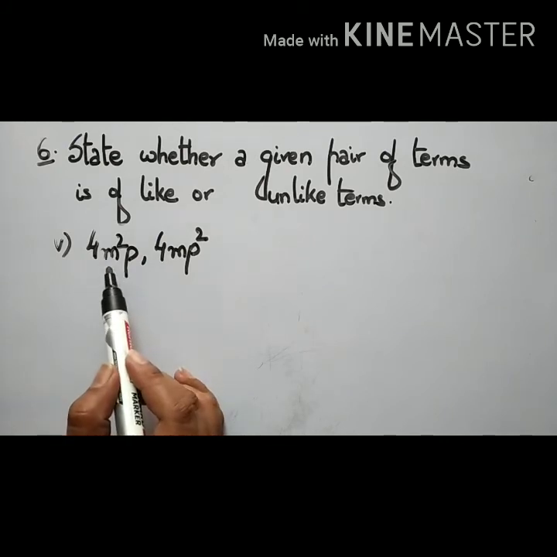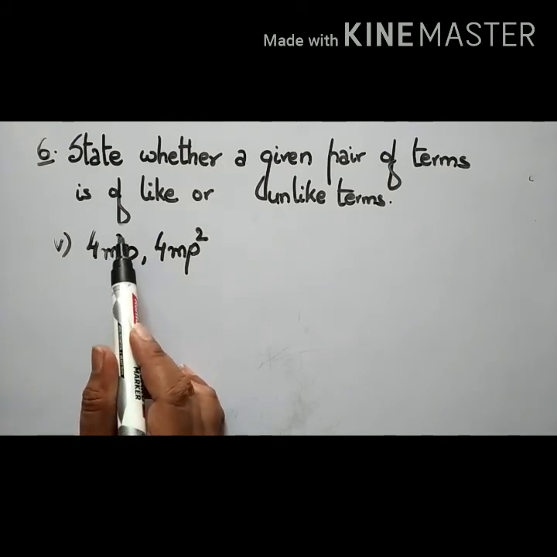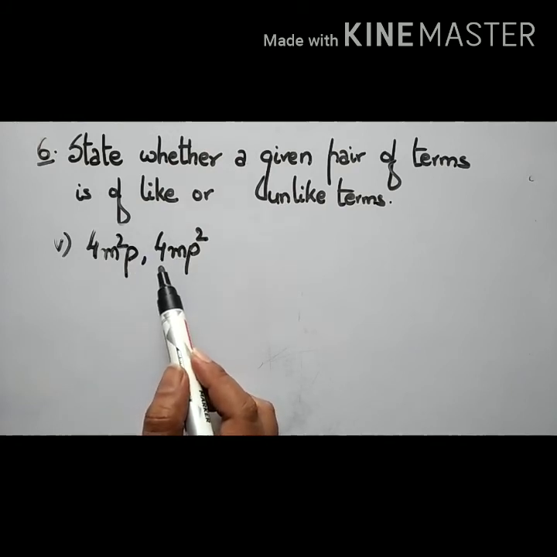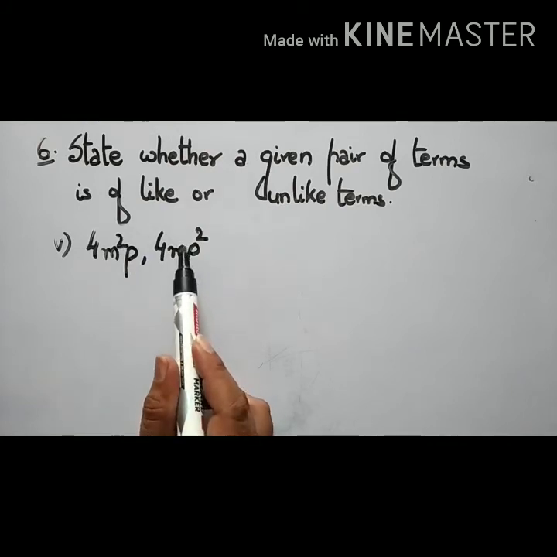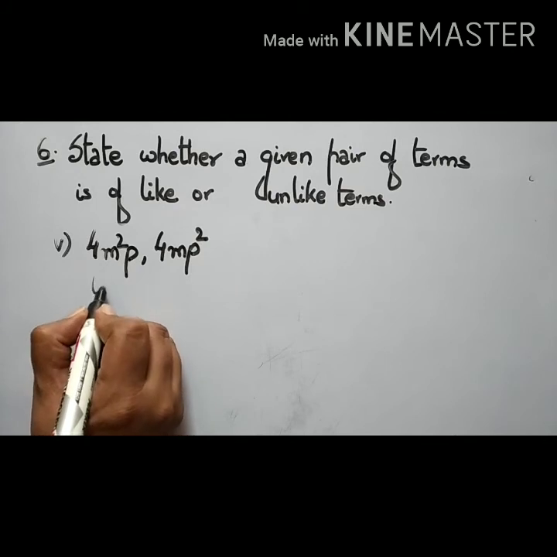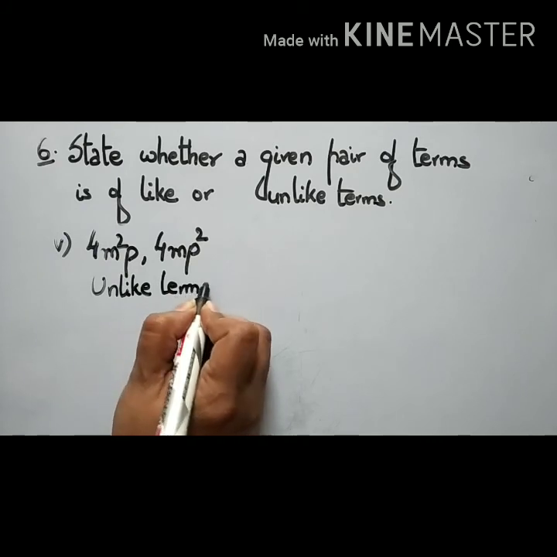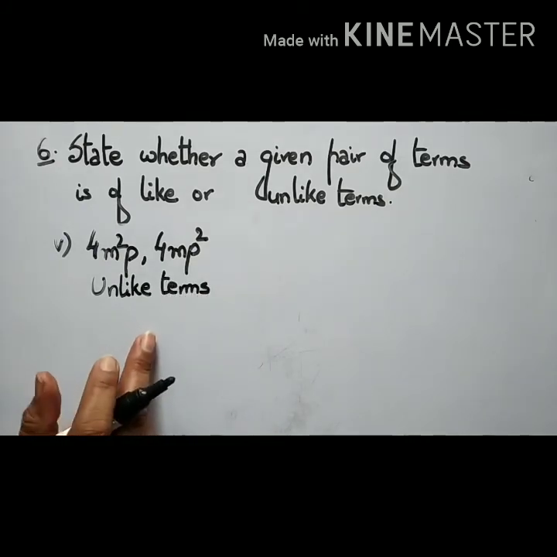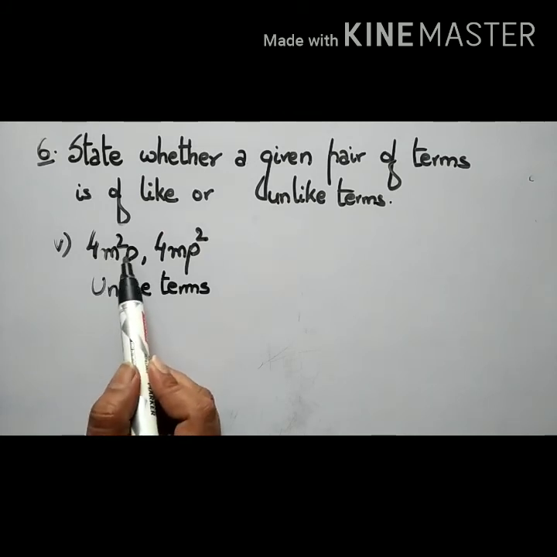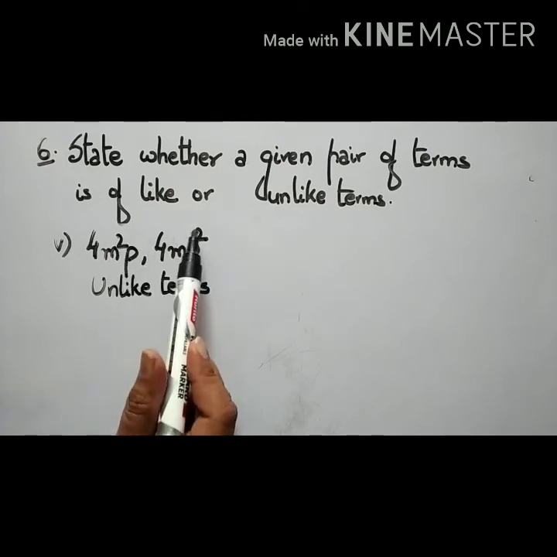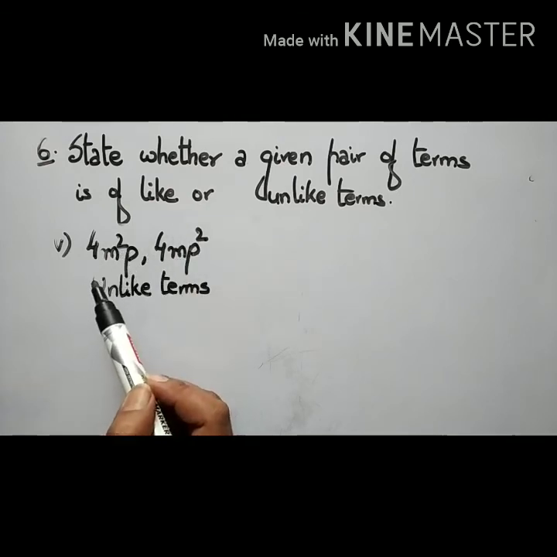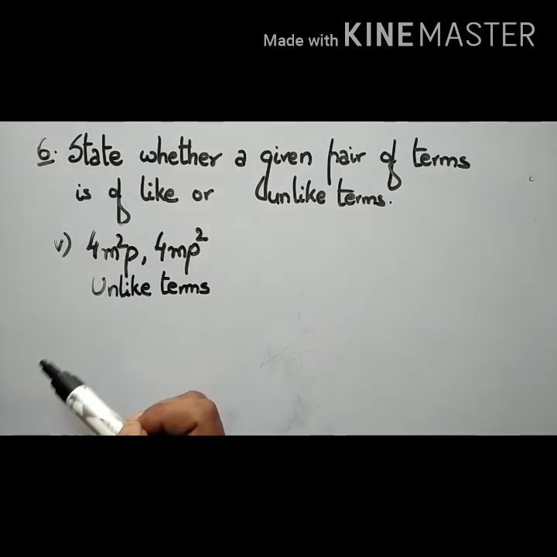Because in the first term, the power of m is 2, whereas for the second term, the power of m is 1. The powers of both the variables are not the same. So, both these terms are unlike terms. So, to see whether the terms are like or unlike, we have to check firstly whether they have the same variables. Secondly, we have to check the powers of each of the variables. If they have the same power, only then they are like, otherwise they are unlike.